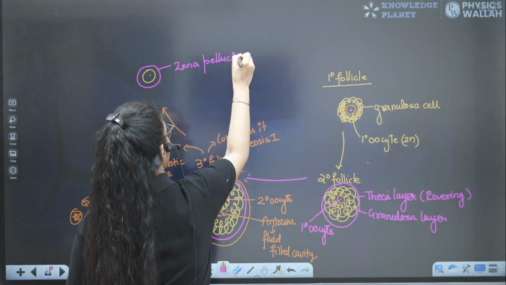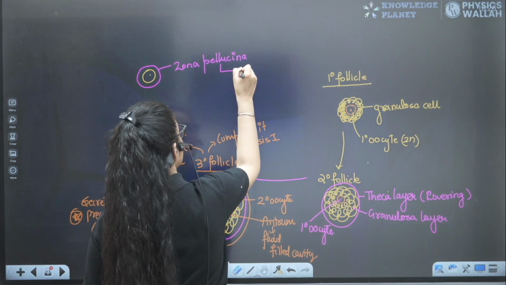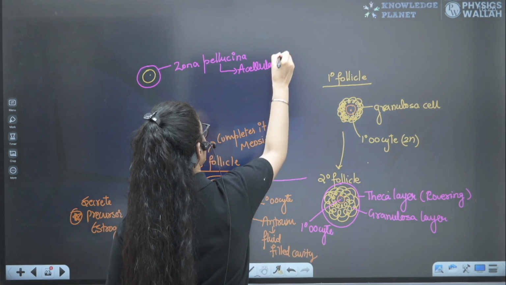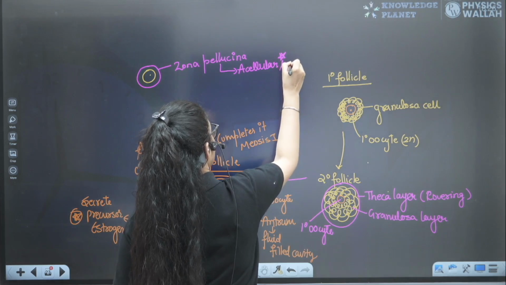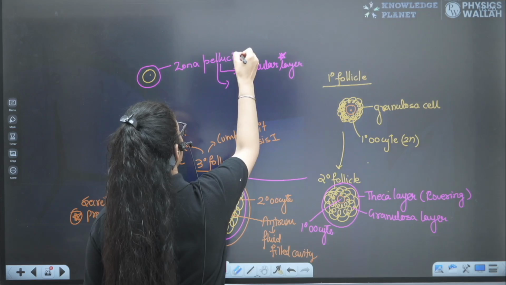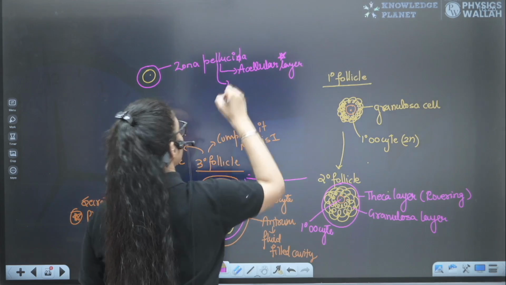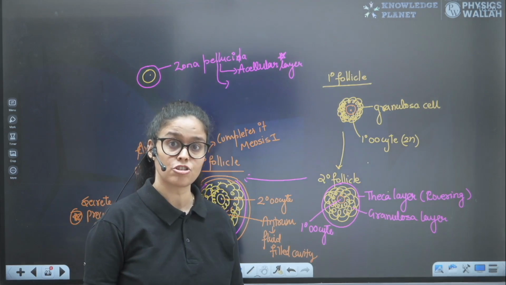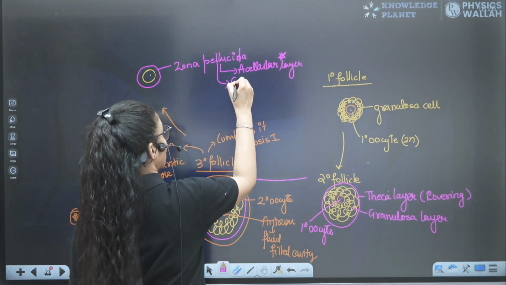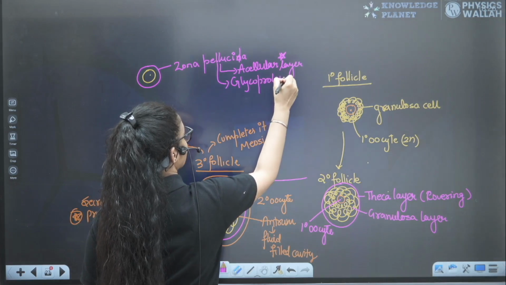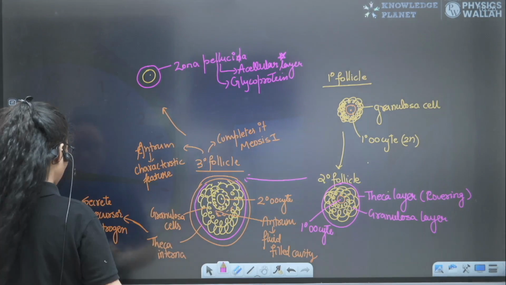And this zona pellucida is not made up of any cells. It's an acellular layer. Acellular means not made up of any cells. NEET question. So you will ask me, ma'am, if it is not made up of any cell layer, then what is the composition of the zona pellucida? It's made up of a glycoprotein layer, and this is very important for the Graafian follicle, right?